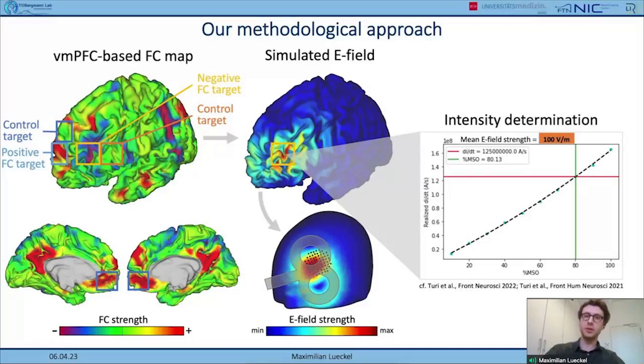And in addition, as you can see on the left now, we define for both of our functional connectivity targets of interest an active control target that ideally fulfills several conditions. First of all, it should be as close as possible to the actual target of interest in order to produce similar somatosensory and auditory effects. On the other hand, it should show as little functional connectivity with the VMPFC, and it should induce an E-field in the target cluster of interest that is as weak as possible.